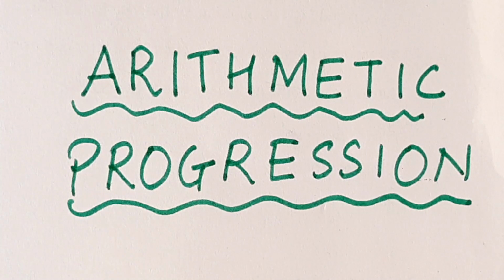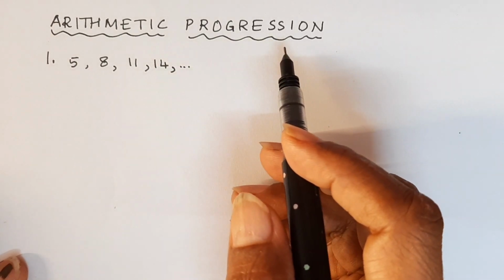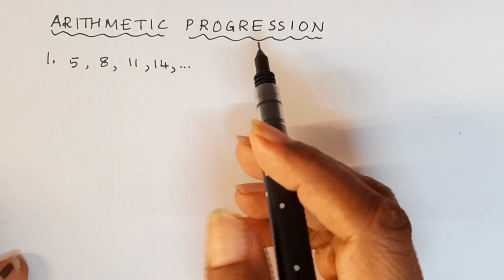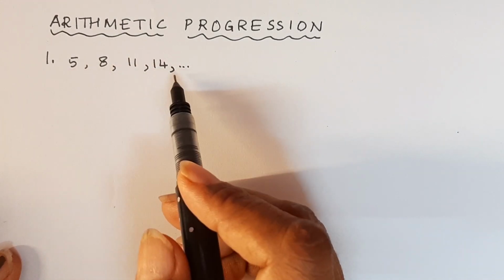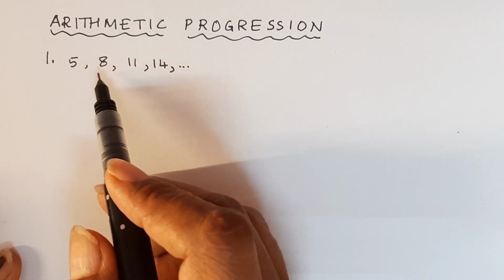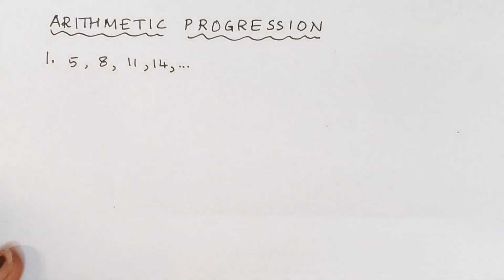Today our topic for study is arithmetic progression, which is part of class 10 ICSE syllabus. Let us understand what is arithmetic progression. Arithmetic progression is a set of numbers like this, which are having a definite rule or definite pattern connecting them. So you will see that it forms a sequence.